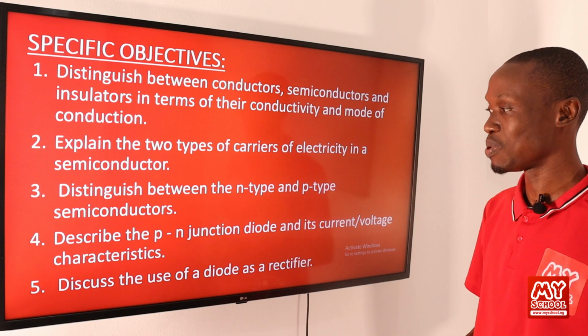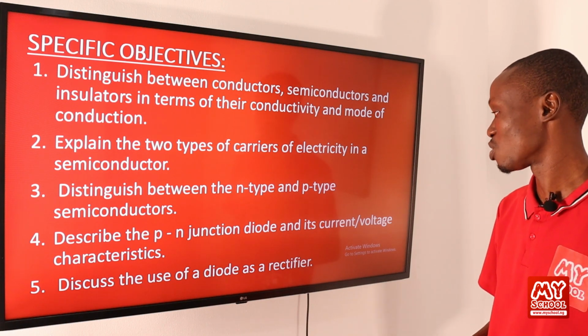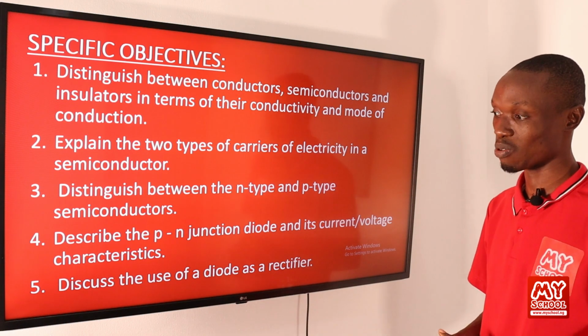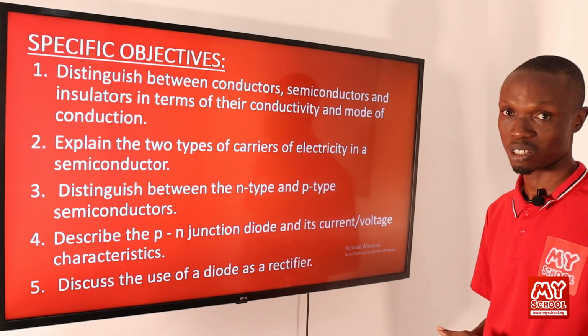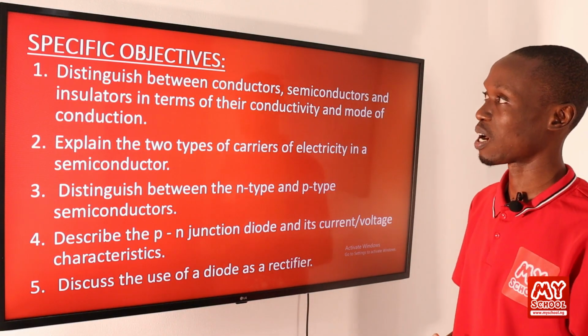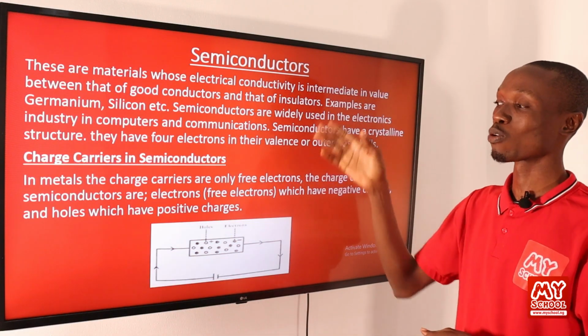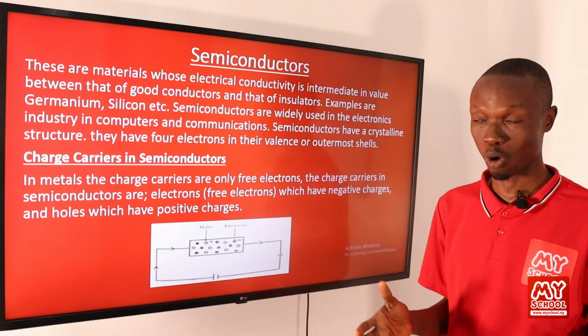4, describe the P-N junction diode and its current-voltage characteristics. And 5, discuss the use of a diode as a rectifier. So let's kick off with our lesson. Here we are going to be looking at the meaning of semiconductor.